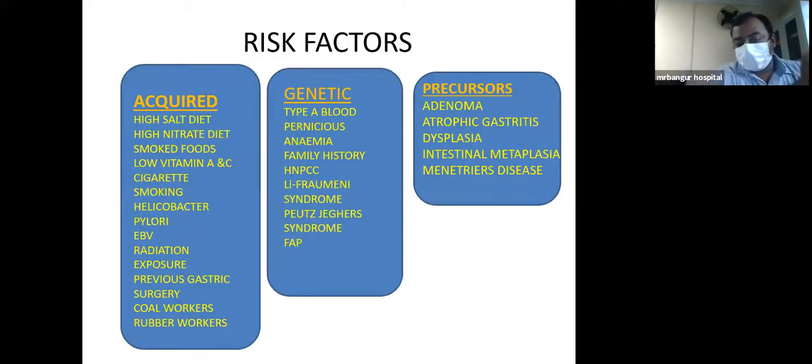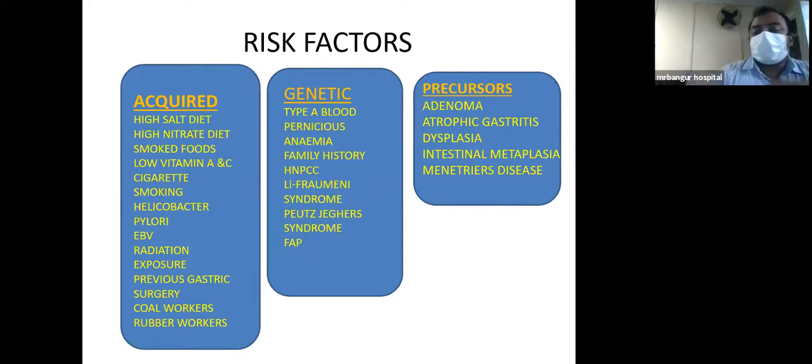Now, not only this, in the acquired factors, sometimes those people working in coal factories or coal mines, those working in rubber factories, those having previous gastric surgery, radiation exposure, or those having the infection of EBV. As I have said earlier, Helicobacter pylori infection also plays a role, especially with the CAG strain. So all this together forms an acquired background where cancer of the stomach can occur.